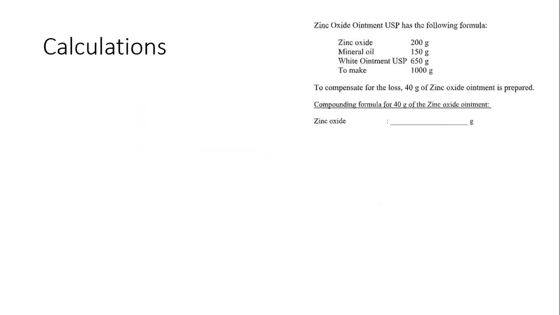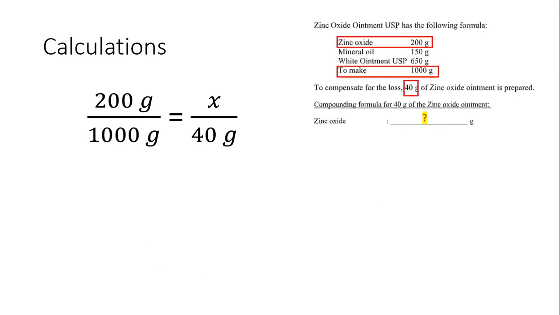The first calculation we will be doing is for zinc oxide. Remember, our formula called for 200 grams to make a total of 1,000 grams, so we'll be solving to see how many grams we need to make our total of 40 grams. We can set these up as proportions equal to each other. On one side, we have 200 grams over 1,000 grams, and it is set equal to x, what we will be calculating, over 40 grams, our desired total.